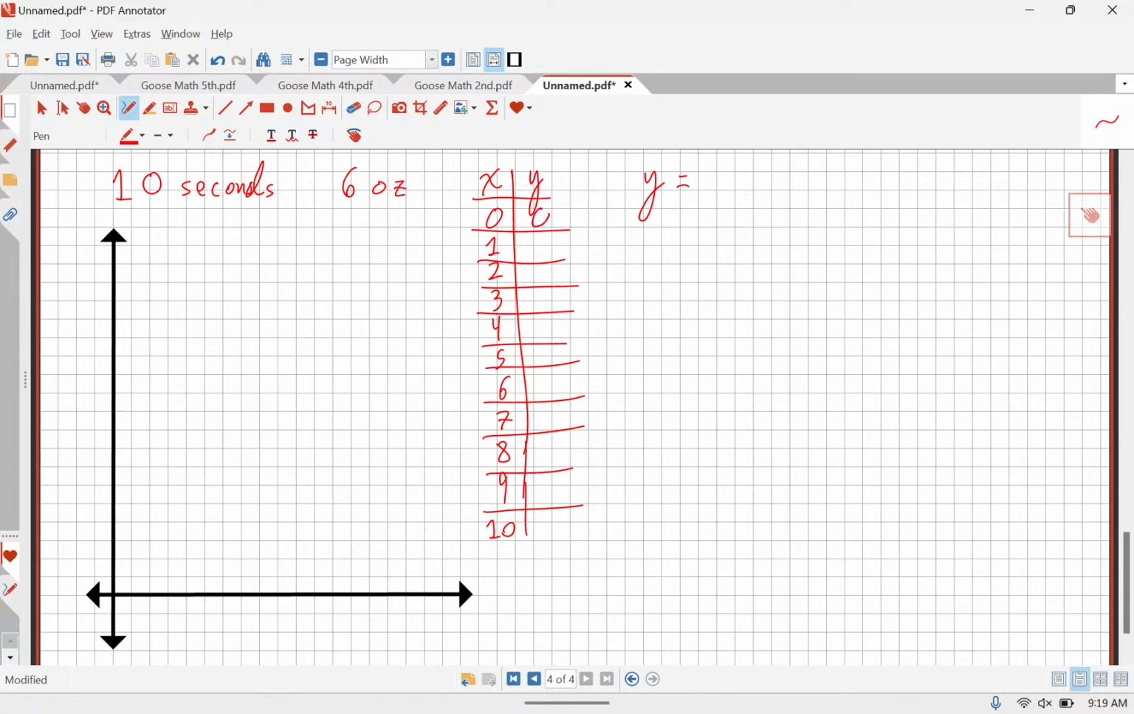For 0, I put 0. For 1, I put 0.6. Then 1.2, 2.4, 3.6, 4.8. Then I did 6, just 6, I think. 6. That makes sense. Is it? I don't know.